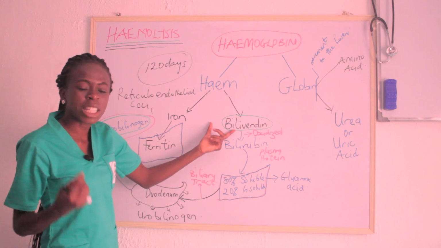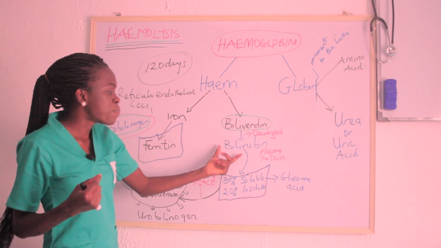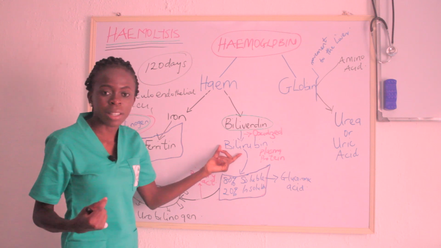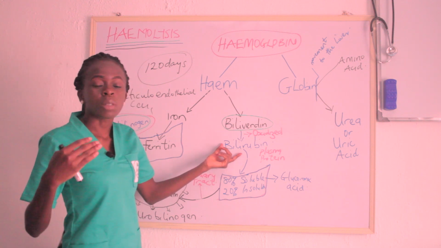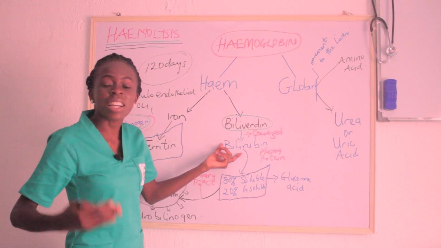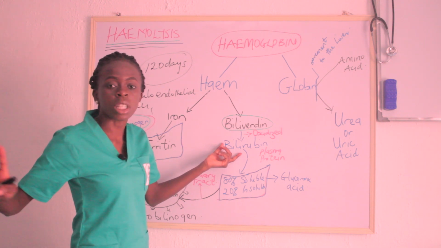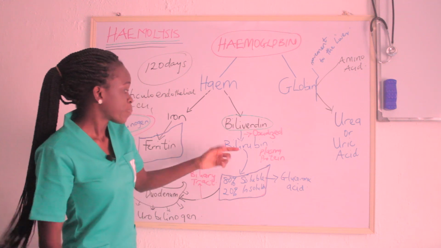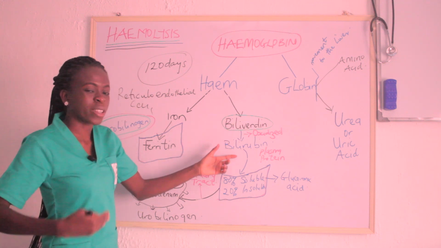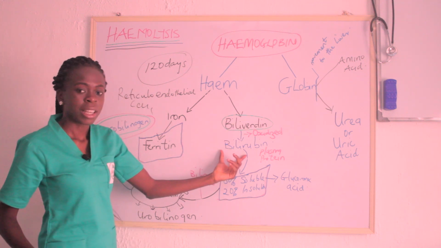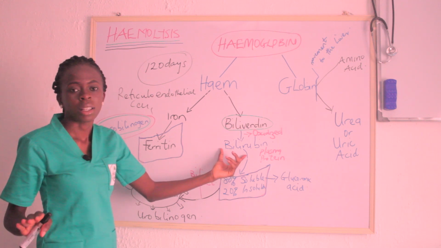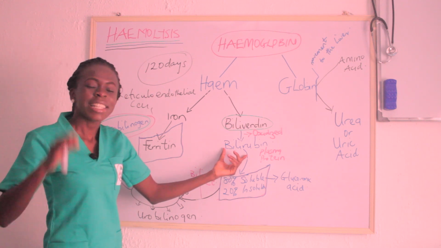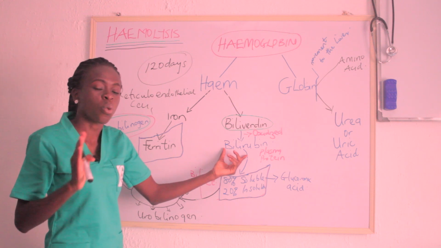Biliverdin is a greenish pigment, while bilirubin is a yellowish pigment. I guess most of us are familiar with bilirubin because when there's increased bilirubin in the body, it results in what we call jaundice. So biliverdin is oxidized to bilirubin. This bilirubin is not soluble in water.